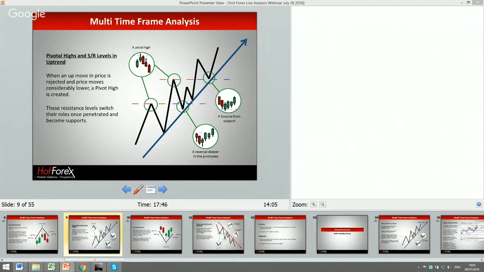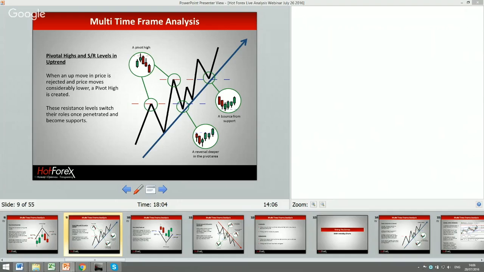So pivot highs and support and resistance levels in an uptrend. So here we've got, say, the daily uptrend, whatever this uptrend is, whether it's a monthly chart or a weekly chart or even a daily chart. So we've got support and resistance levels being created by these pivot highs.